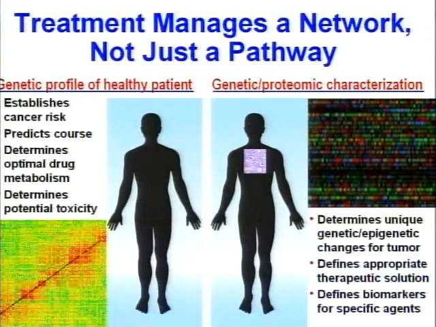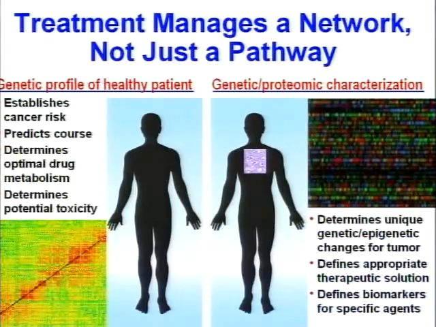I've tried to show you this in another way. Here is the healthy patient: establishing the cancer risk, predicting the course if you should develop cancer, whether you will have an aggressive course or not. Determine optimal drug metabolism, how you will handle a given drug that you may receive, and therefore being able to predict dose and toxicity.